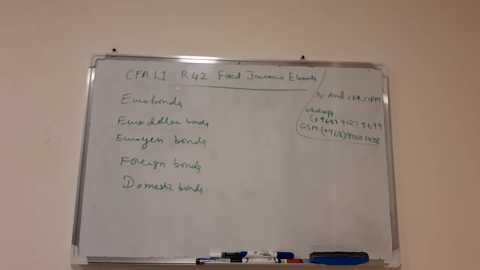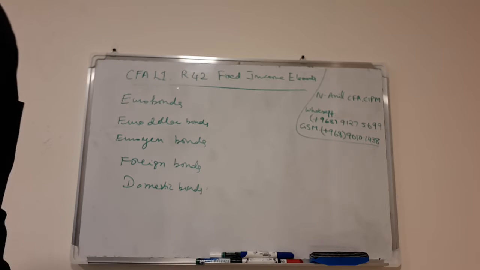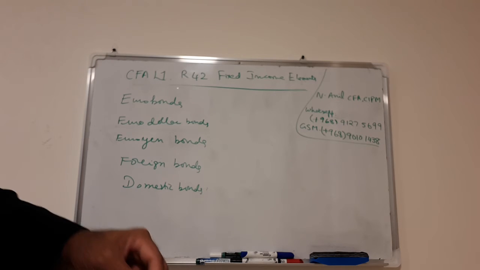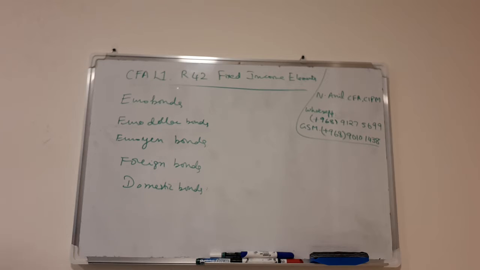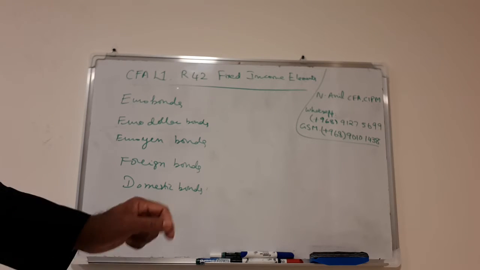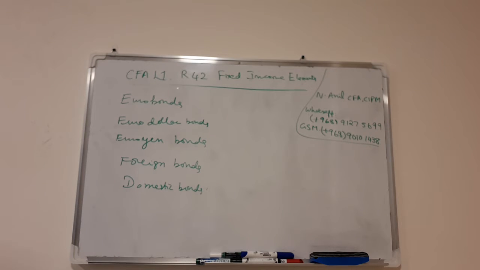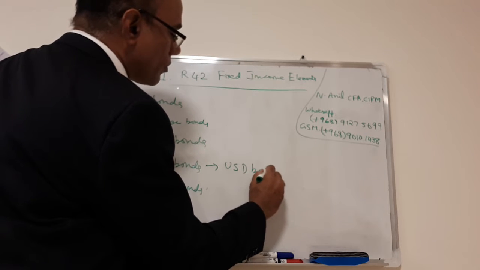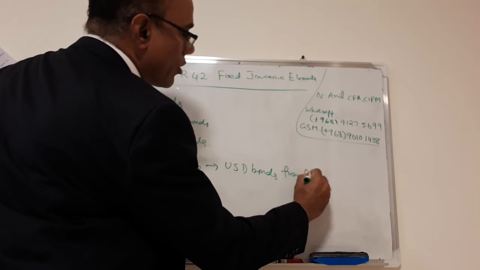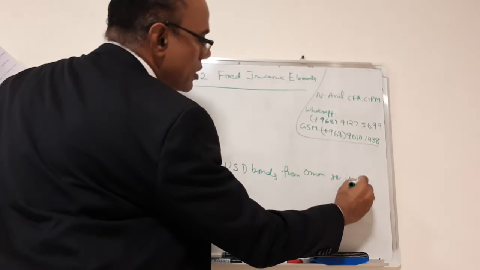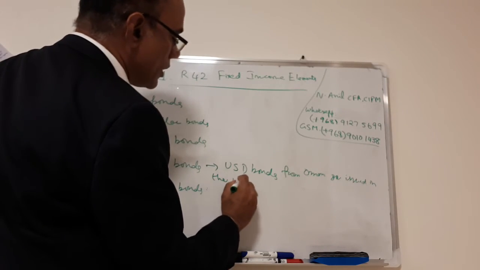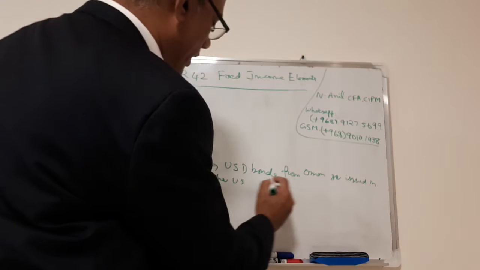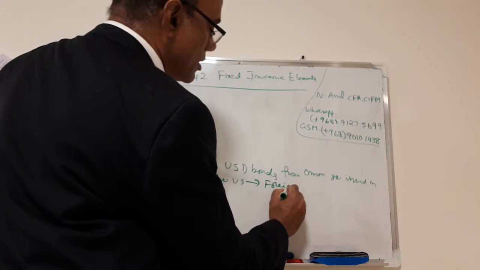Now let's come first to the domestic bonds. They are quite easy to understand. If the US government or a US corporate issues dollar bonds in the US, then they become domestic bonds for US residents. And foreign bonds, for example, if the Oman government issues USD bonds in the US, even though they are USD bonds, which is the local currency, but because the issuer is a foreign entity, these are called foreign bonds. You don't call them domestic bonds.